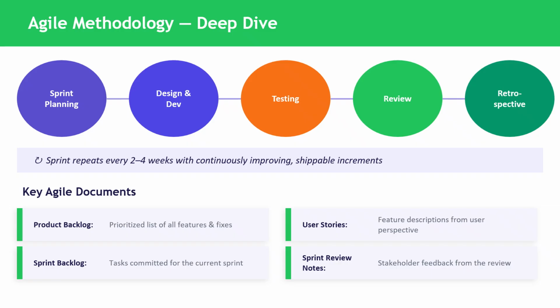Now let's understand important agile documents, that is product backlog. This is a master list of all features, changes and fixes. Then user stories. These describe requirements from the user's perspective. Example, as a user I want to log in securely. And next comes sprint backlog. This contains tasks selected for the current sprint. Then sprint review notes, feedback collected after the sprint. These documents help manage and track work effectively. So Agile focuses on continuous delivery, feedback based improvement, and collaboration between teams.